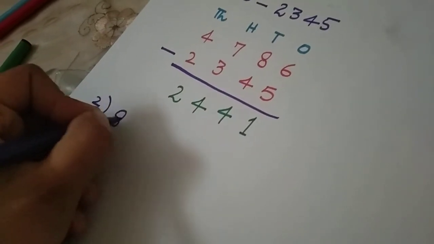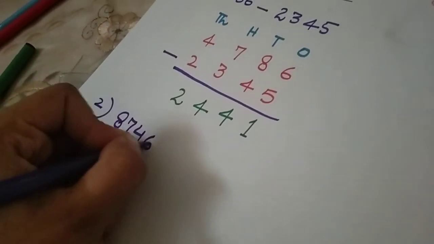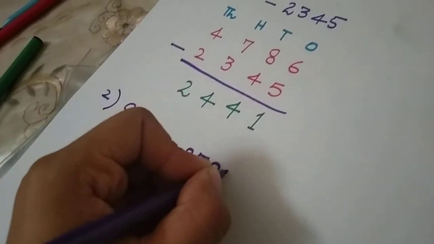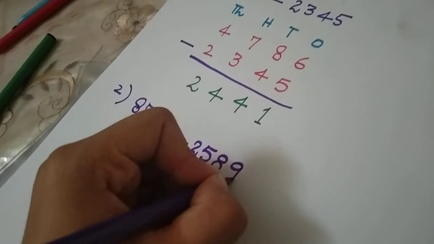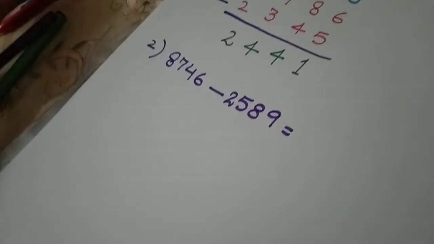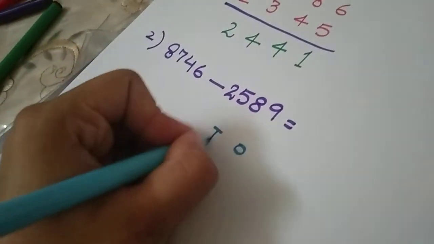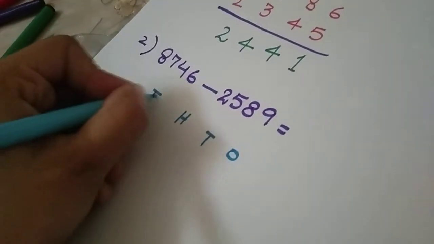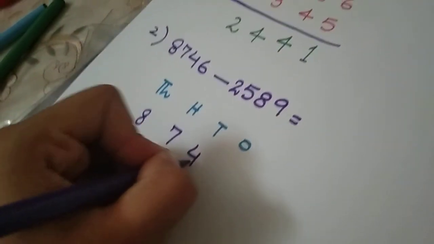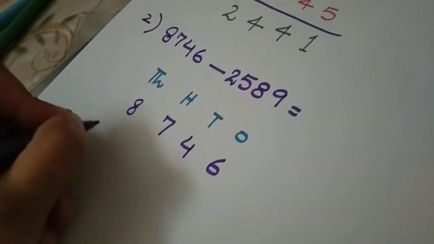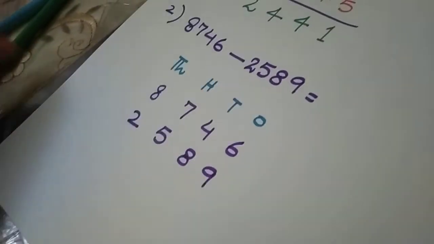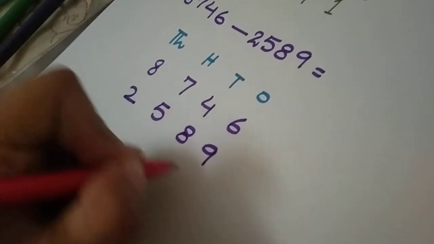It is actually about how to borrow the numbers. So this is also very simple and I think that's not new for you. Okay, in the same manner, I will write all the numbers in their respective columns. Here it is 8746 and 2589. Now what will I do?